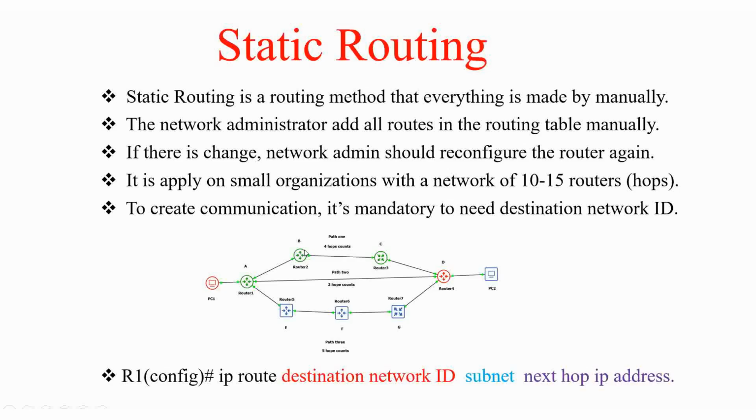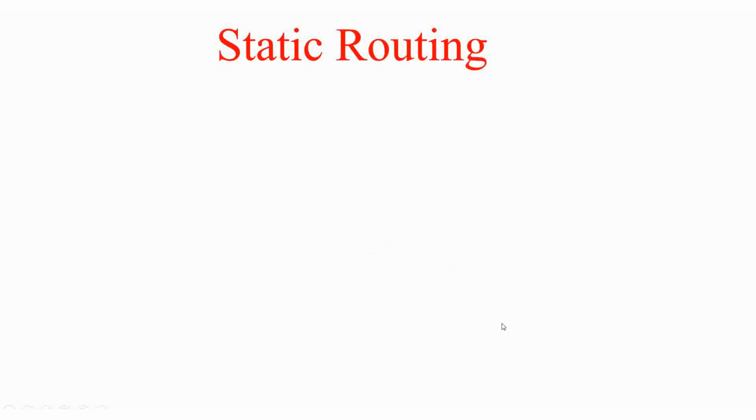Then the next hop address. For example, if we go from A to B, this is our next hop IP address. If we go from A to D directly, this will be our next hop address, and if we go through this path, then this will be our next hop IP address. So based on this we can choose. When we have to configure, we have to use this command.